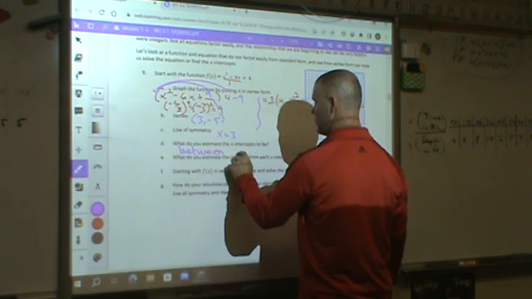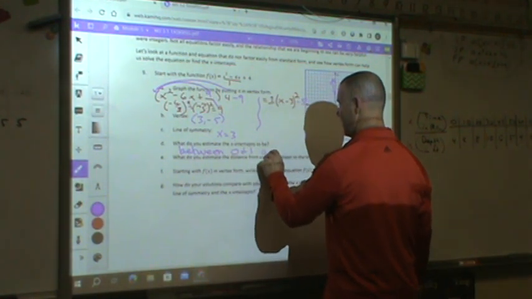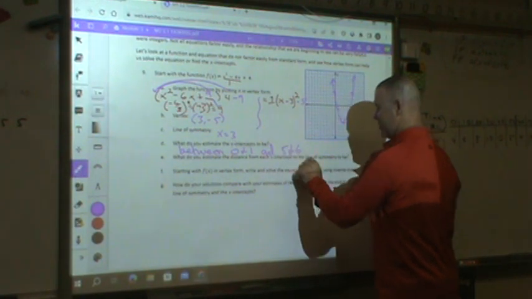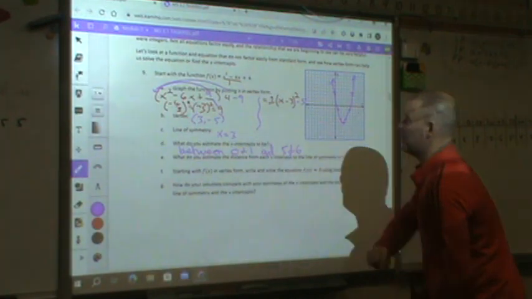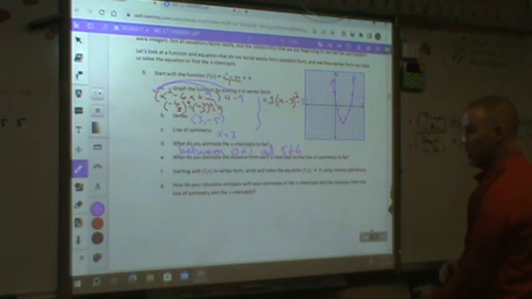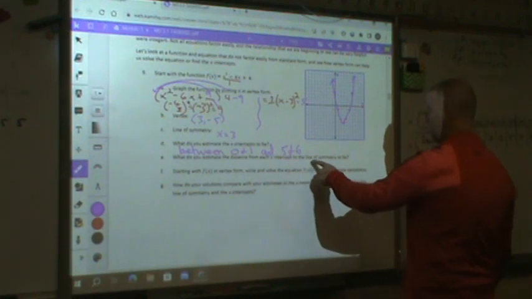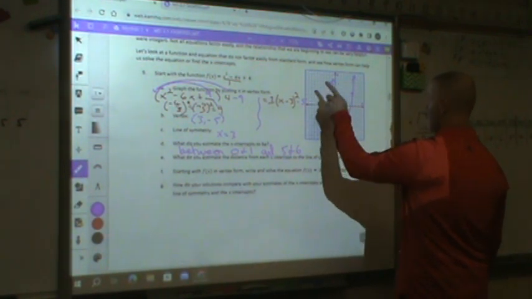What we said in class was between 0 and 1 and 5 and 6. In other words, we couldn't factor this because no factors of 4 give me 6. So as in class I stated, if you can't factor it, your x-intercepts are probably decimals. Well, that's proof. What do you estimate the distance from each x-intercept to the line of symmetry is?